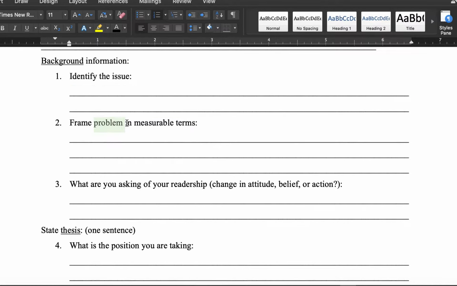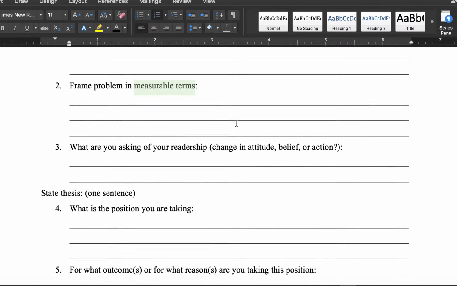Number two, you need to frame your problem in measurable terms. And when we say measurable terms, we mean quantify it somehow. How can you use numbers to help your reader understand the problem? If we're talking about the number of people who are underage and married in this country every year, perhaps we're talking about a number of immigrants who are entering the country illegally versus legally, that sort of thing. Whatever numbers you think make sense for your topic in particular.